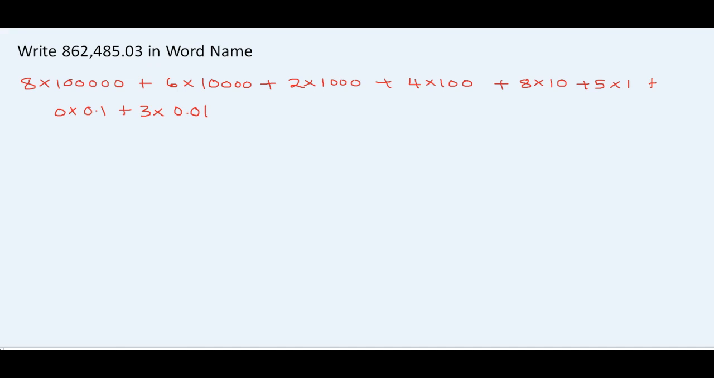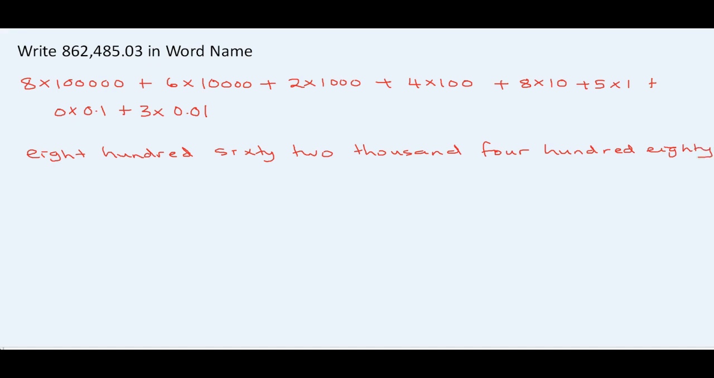So we have 800, and then we have 62,000, and then we have 485. And then this is 0, 10, so we have 3 hundredths.